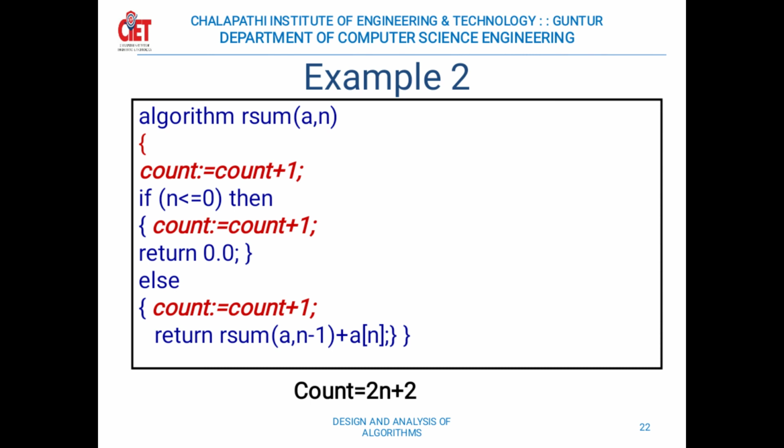Another example, RSum. Here also, to compare the n value, n less than or equal to 0 requires one step, so count is incremented by 1. After that, return 0 requires one step, so count is incremented by 1. If it is the else case, return RSum of a comma n minus 1 plus a of n. It requires one step, so count is incremented by 1.